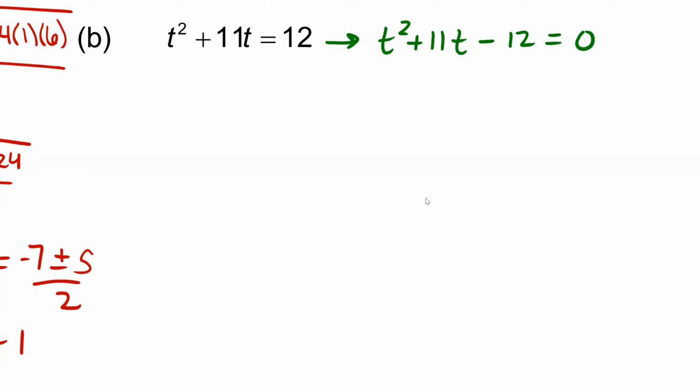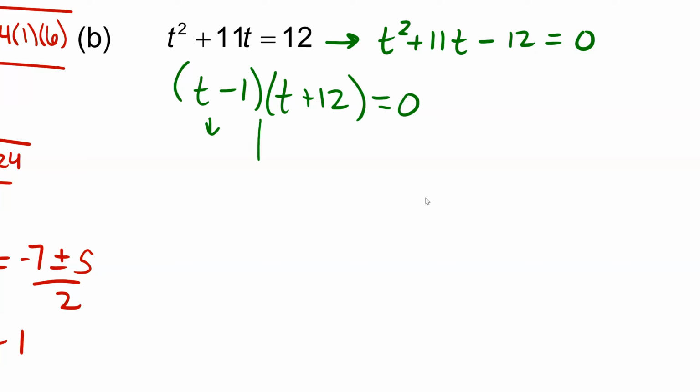Negative 1 and 12. So it's t minus 1 times t plus 12. 12 plus -1 is 11, and 12 times -1 is -12. Okay, so we factored, and then you set each factor equal to 0.